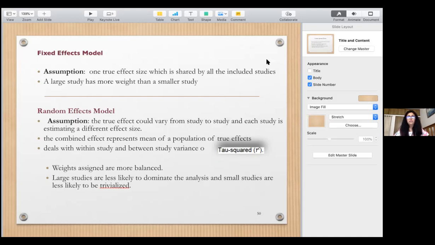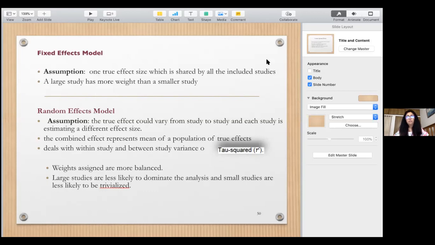Whereas in a random effects model, you have something called the between study variance also, just like you may have studied in ANOVA. So when you're taking the weights, when you have the inverse variance, that is 1 over the variance, you add another factor called tau square, which accounts for the between study variance. So when you're dividing 1 by a larger number, your weights will be more balanced and your larger studies will not dominate the analysis that much, and the smaller studies will not become even smaller because they have less weight. It kind of balances things out.